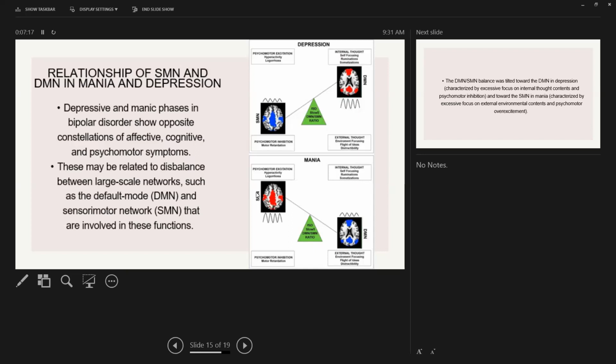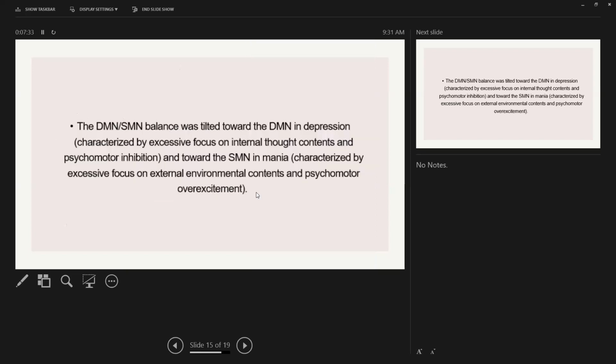Relationship of sensorimotor network and default mode network in mania and depression. Depression and mania phases in bipolar disorder show opposite constellation of affective, cognitive, and psychomotor symptoms. They may be related to imbalance between the large-scale networks, such as the default mode network and the sensorimotor network, that are involved in these functions.